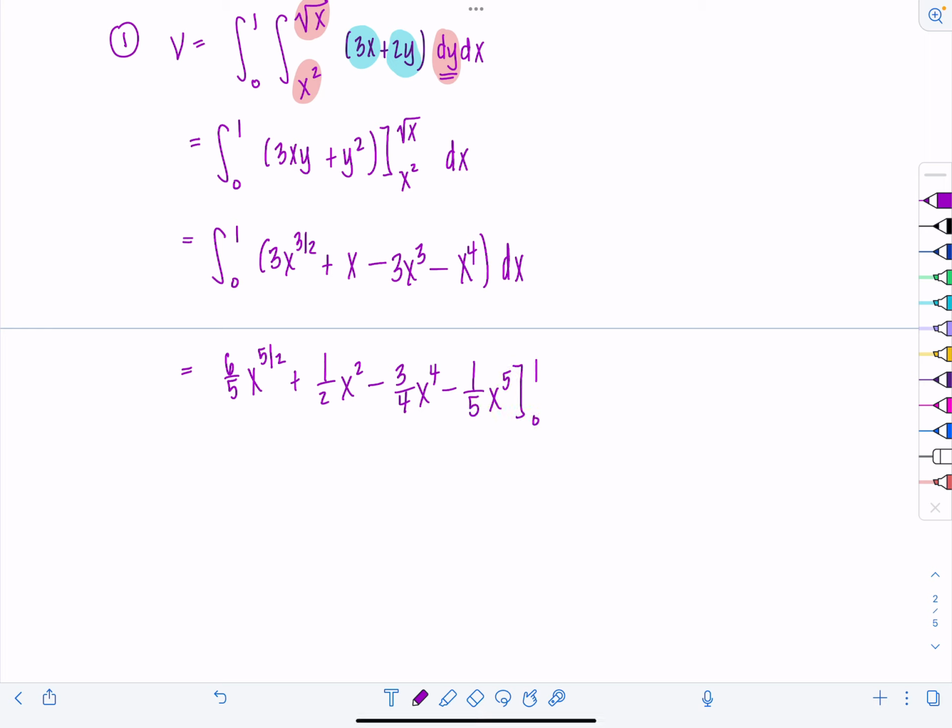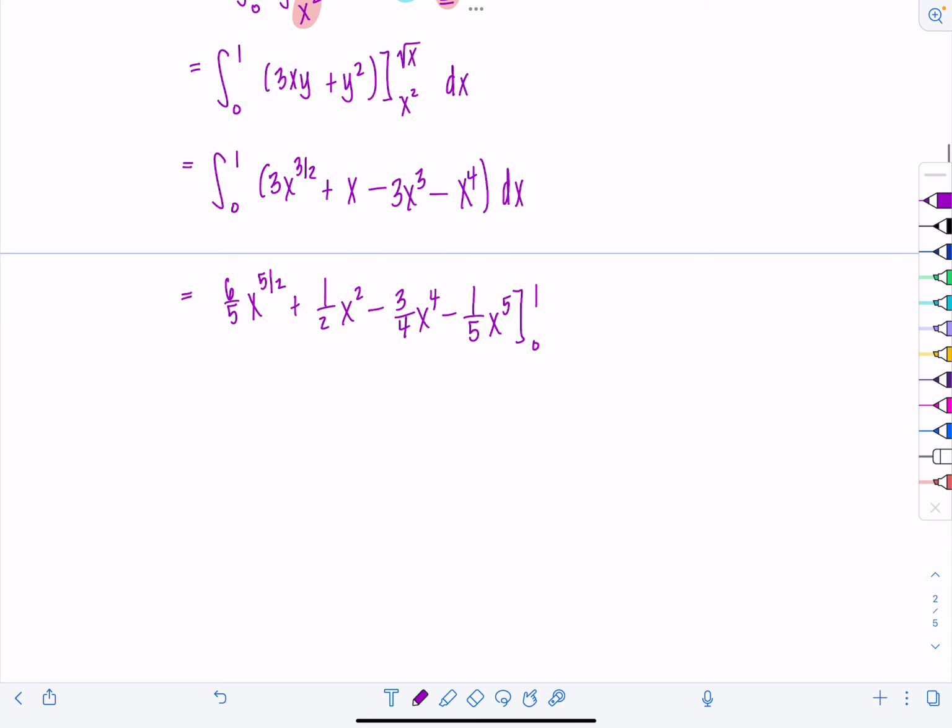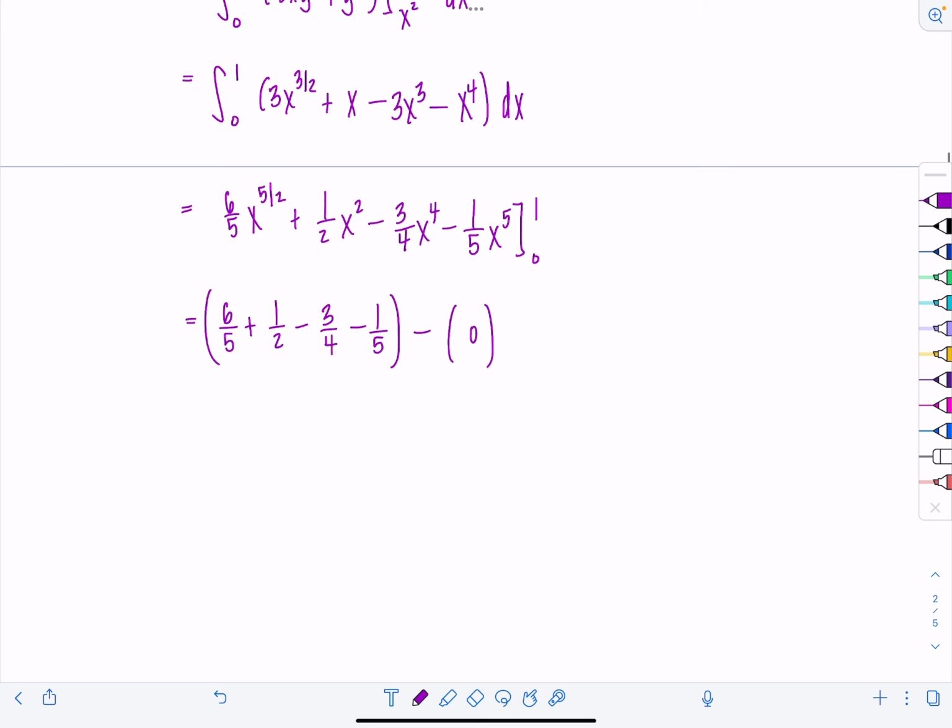And we evaluate this from 0 to 1. What lovely limits of integration. Aren't you grateful? So we've got, plugging in 1 now for x, 6 over 5 plus 1/2 minus 3/4 minus 1/5. That's the upper limit. Minus, if I plug in 0, everything's 0. Just always check. Every now and then there's like a cosine of x or e to the x that'll throw you for a loop. So don't forget to at least check that all the terms are 0 when you plug in 0.